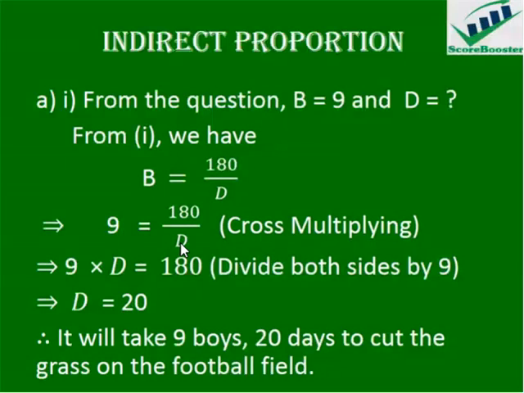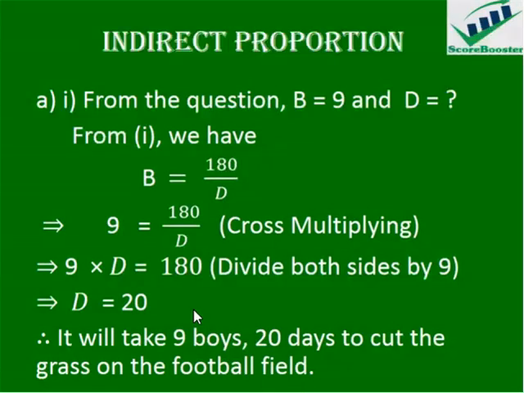We cross multiply. We multiply the denominator here with the numerator here, which is equal to multiplying the numerator here with the denominator here. So 9 multiplied by D equals 180 multiplied by 1, which is 180. Since we are to obtain the number of days alone, not 9 multiplied by the number of days, we divide both sides by 9. If we divide this side by 9, we are left with D. If we divide this side by 9, we have 20. So it will take 9 boys 20 days to cut the grass on the football field.